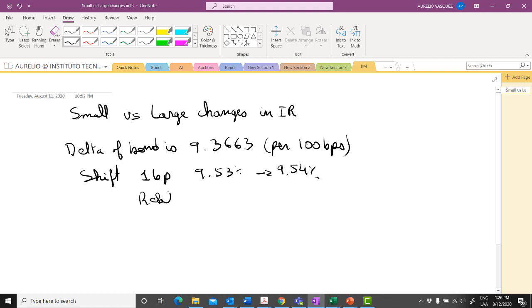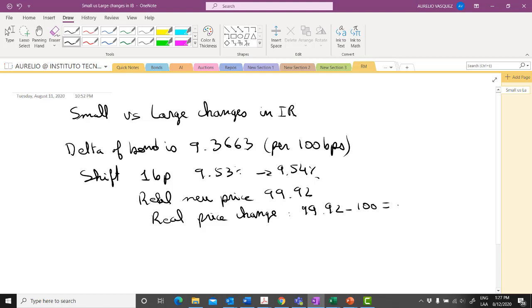So the real price change uses the pricing formula for the bond. The real new price is going to be 99.92, and the real price change, this is what actually happens in real life, is 99.92 minus the original price, which we know was 100. So basically this thing dropped by 8 cents.